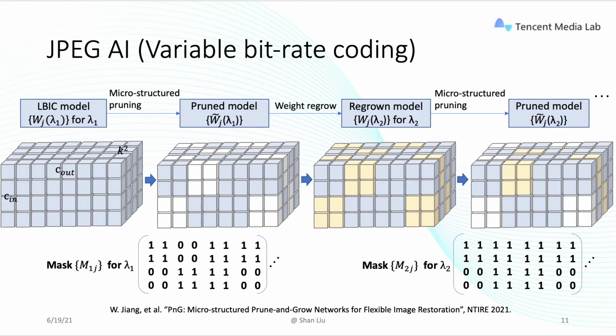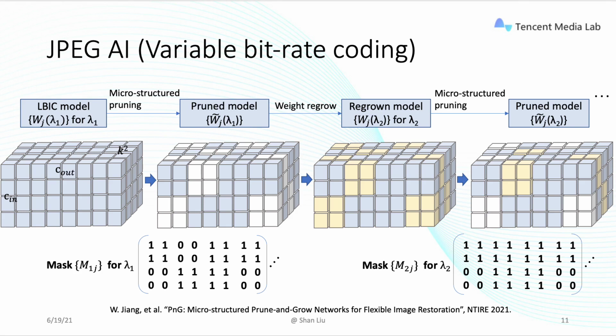Bitrate control has been a challenging issue for learning-based coding, and many existing methods need to train an independent model for each bit rate as an individual task. To reduce the model size and speed up the inference, one method was proposed in last October's JPEG meeting, which employed a multitask network to support variable bitrate coding.